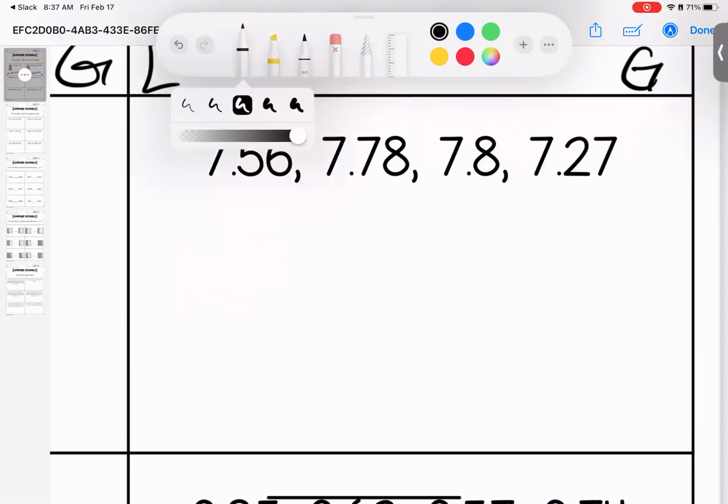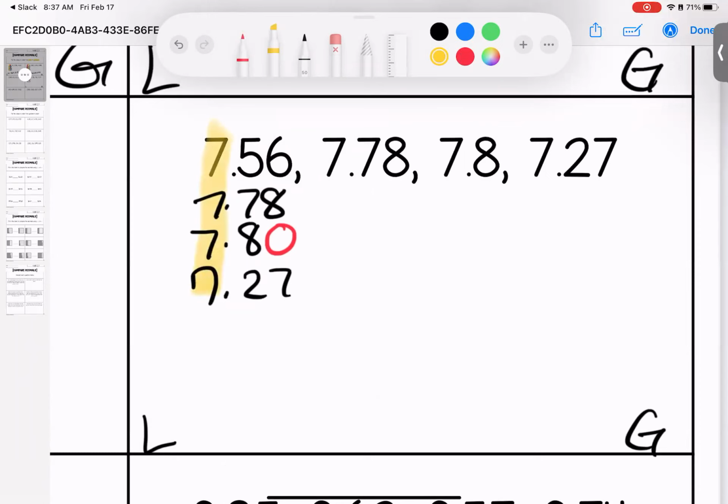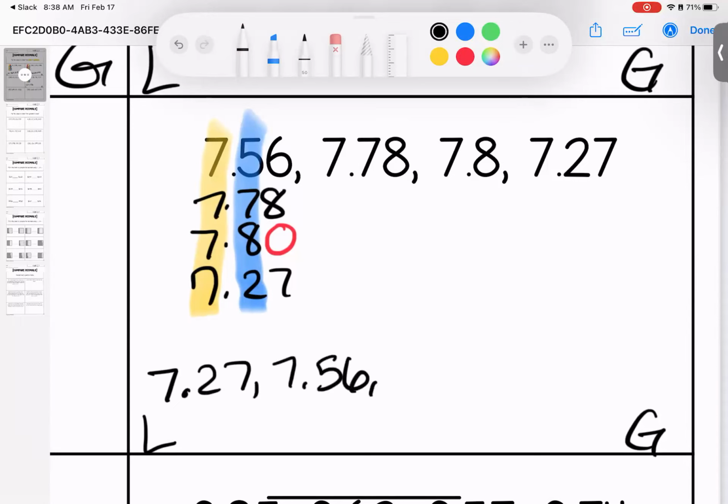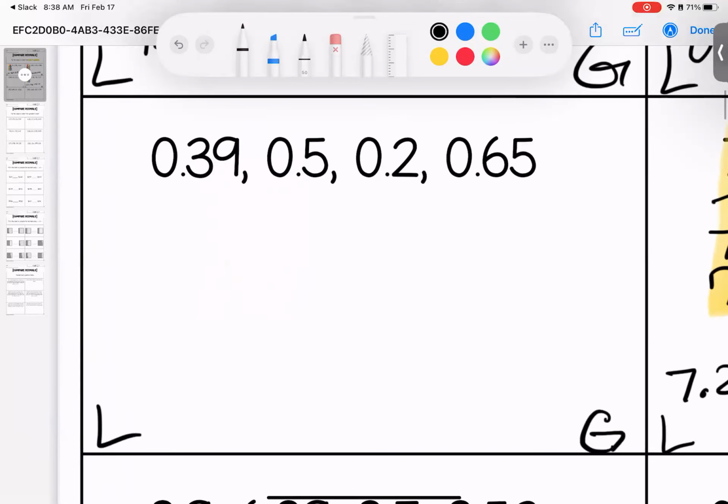Coming down here, doing my least to greatest, writing my values. With this one, I'm going to fill in an empty space with a 0 because I notice that there's nothing in this last value, our hundredths place. Looking at my ones, they're all the same. I'm going to come over to tenths where they're all different. So I can start here: 7 and 27 hundredths, followed by 7 and 56 hundredths, 7 and 78 hundredths, 7 and 8 tenths.